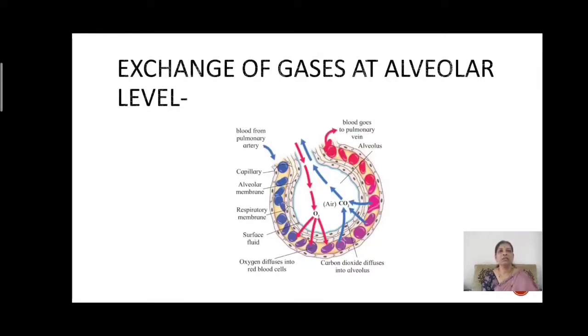So see in the diagram, oxygen enters into the alveolus, and from the alveolus it enters into the blood capillaries. Exactly opposite, carbon dioxide from the blood capillaries diffuses into the alveolus, from which the exhalation of carbon dioxide takes place. That means here oxygen enters into the blood, and at the same time, carbon dioxide from the blood diffuses into the alveolus. That's all about the exchange of gases at alveolar level.